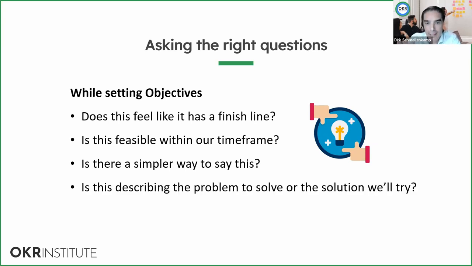Is this describing the problem, or are we describing a solution? Most of the time, for a lot of people, they describe a problem in the objective. For example, we want to decrease our churn rate. Rather than saying that, say we want to increase the engagement on our website. This is the solution you want to describe, not the problem.